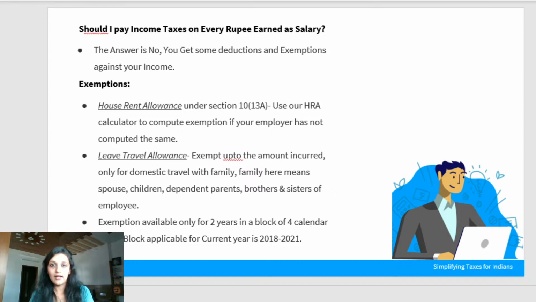Then another exemption is leave travel allowance. This union budget passed a leave travel concession. As we all know, due to the COVID pandemic we were not able to travel last year, so many people were not able to avail their leave travel allowance. So the government came up with a scheme of leave travel concession. In this, they provided taxpayers with some conditions, and if you fulfil those conditions, then you can claim LTC against your LTA income.